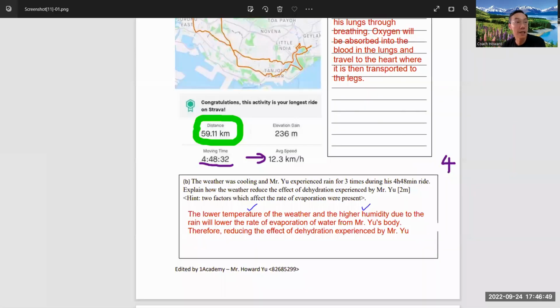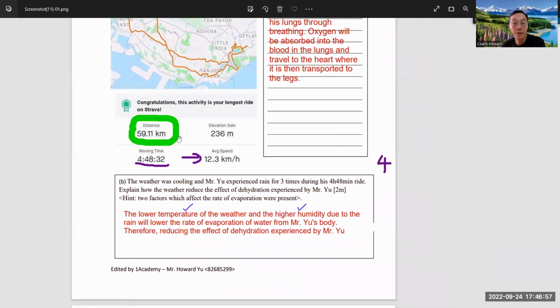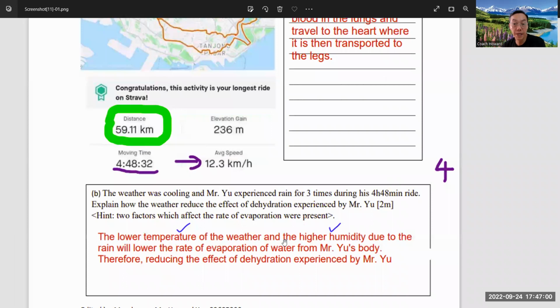Okay, I enlarge it slightly. Okay, can you see the question here? Okay, the lower temperature of the weather and the higher humidity due to the rain will lower the rate of evaporation of water from Mr. Yu's body, therefore reducing the effect of dehydration experienced by Mr. Yu. Okay, so I send this to you.